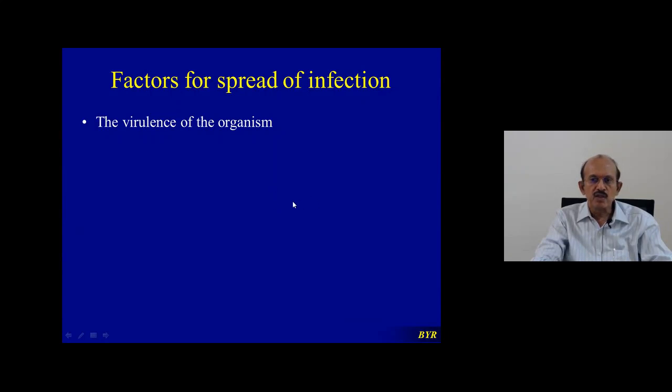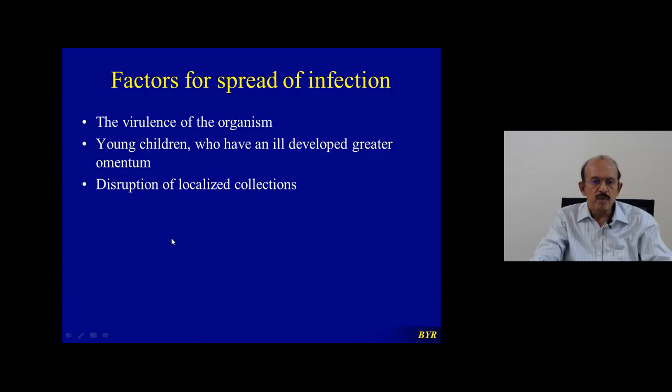The second factor for spread of infection is the virulence of the organism. Third factor is young children who have an ill-developed greater omentum. Then fourth factor is disruption of localized collections. If an appendicular mass is formed and you dare to do surgery and separate all those adhesions, the pus will spill into the surrounding peritoneal cavity and can cause spread of the infection.